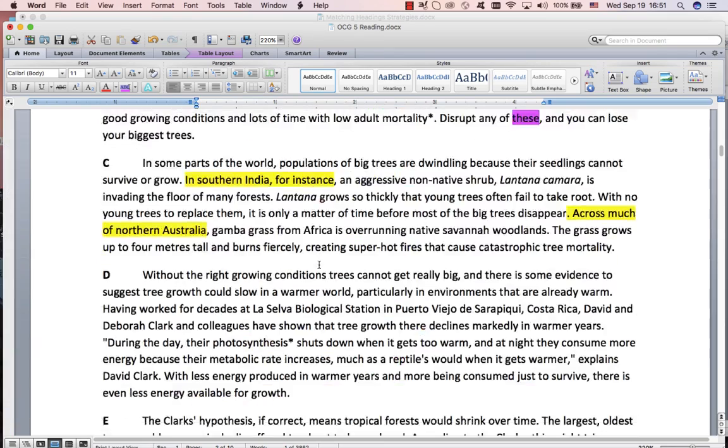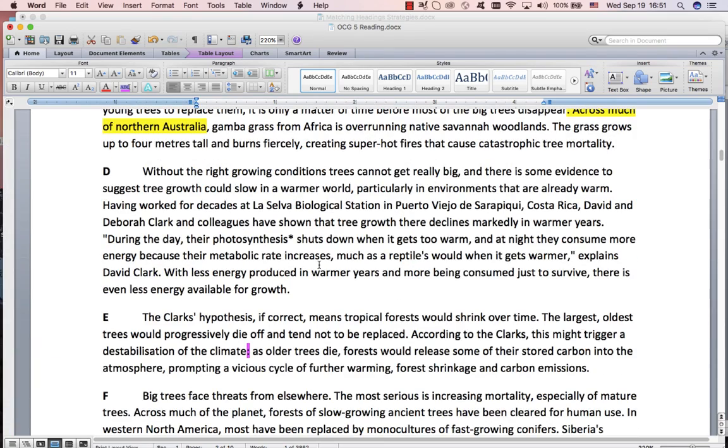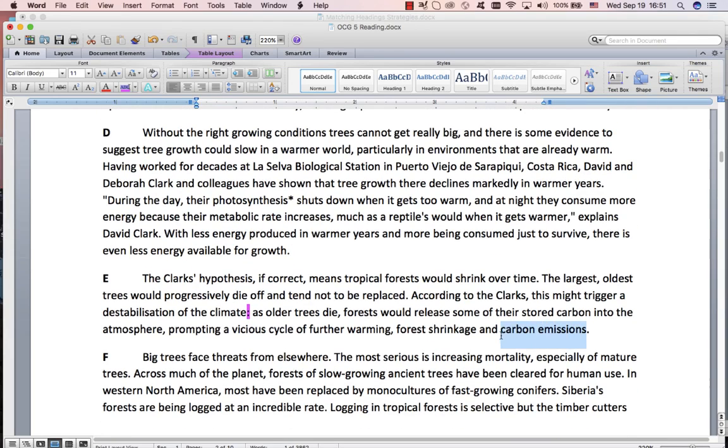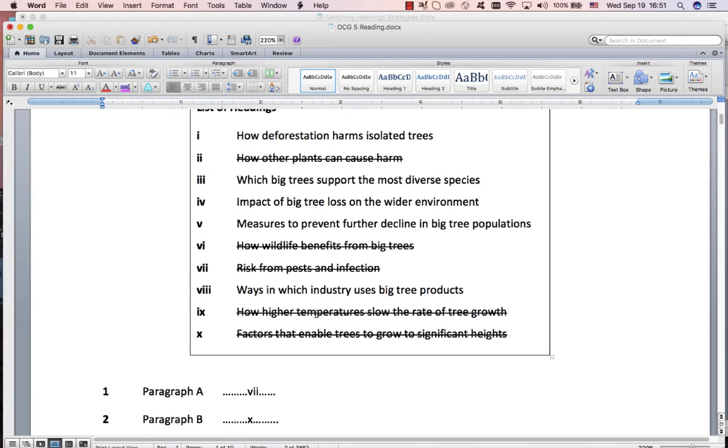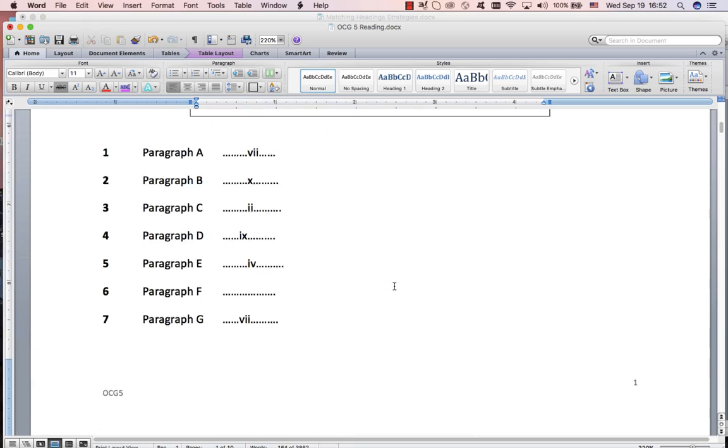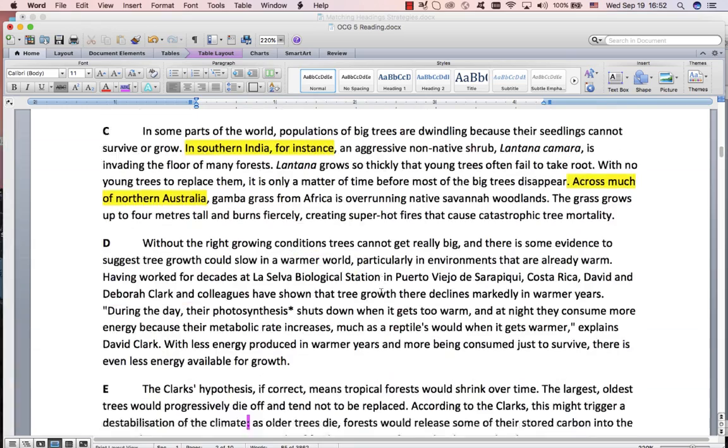We're talking about the environment. And remember, it's often good to just identify environment paragraphs. When they start talking about carbon emissions, they're talking about the environment, global warming, etc. And remember also now we're kind of guessing. We're looking for something negative. That's negative, that's negative. We've got our word there. I'm happy enough with that one. The impact of the big tree loss on the wider environment. Great. Then our last one is this big paragraph.